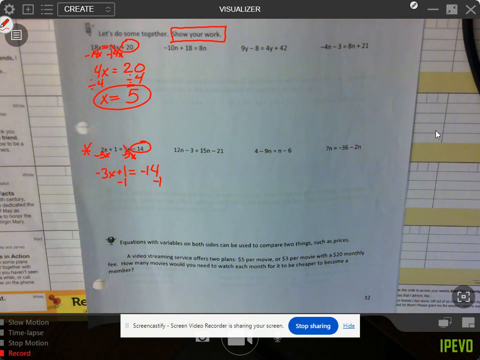They can't both be on the same side. We want variable on one side, constant on the other side. So negative 3x, 1 minus 1 cancels out. Negative 14 minus 1 equals what? Negative 15. What does negative 14 minus negative 1 equal? Negative 15. Negative 15. Am I done?